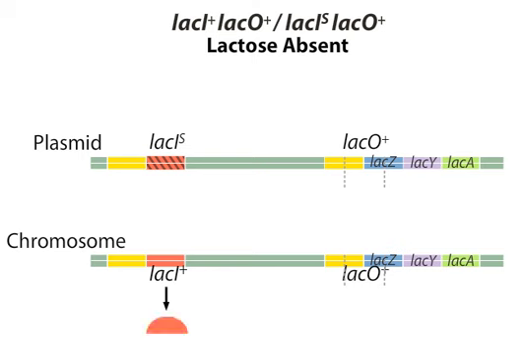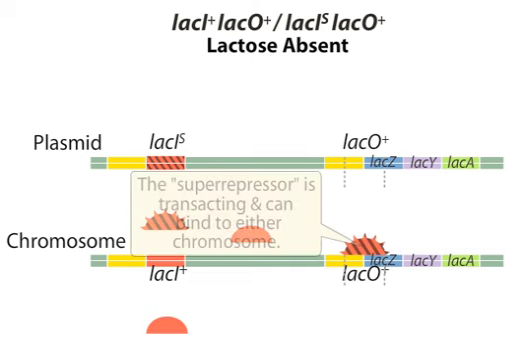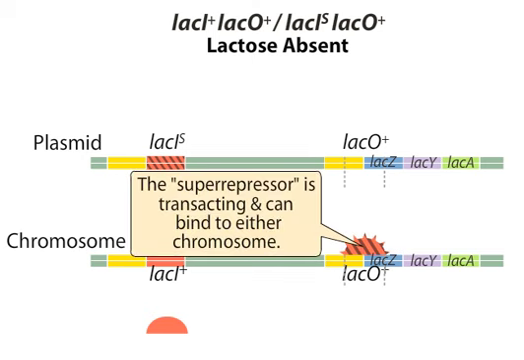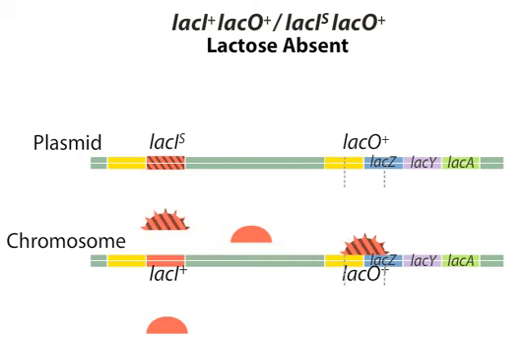What about a case in which the Lac-I mutation results in the expression of a superrepressor? The superrepressors lack binding sites for allolactose. However, like the normal repressors, the superrepressors are trans-acting and can bind to either operator region in the absence of lactose. With the repressor proteins bound to the operator regions, RNA polymerase is unable to bind, and the structural genes are not expressed.